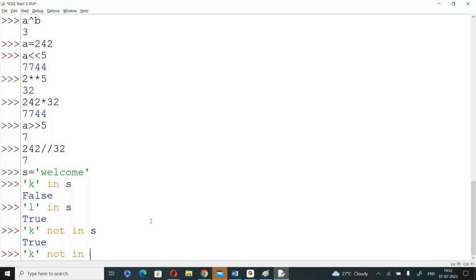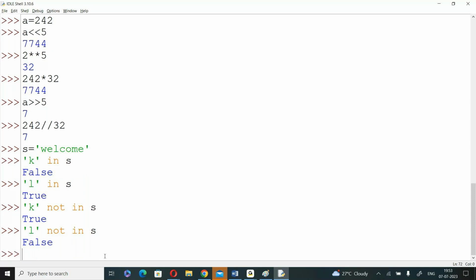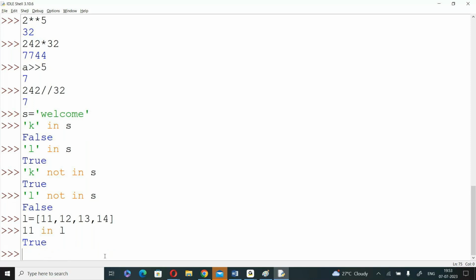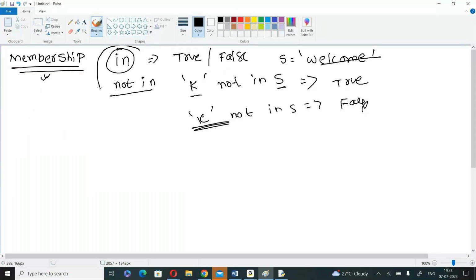Sorry, take some letter, L, not in S. But actually L is present. Here I am using not in. So what is the answer? The answer is false. This is membership. Not only string, you can use anything. For example, L is equal to 11, 12, 13, 14. You already know, a set of elements placed within square brackets is a list. Now, 11 in L. Yes, the answer is true. These are called membership operators. How many? Two membership operators. One is in, second one is not in.